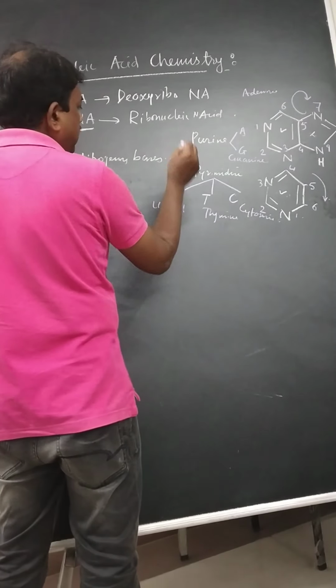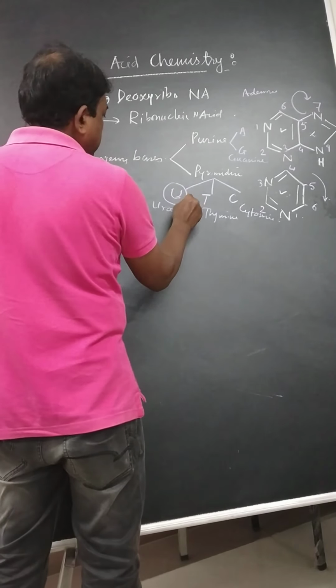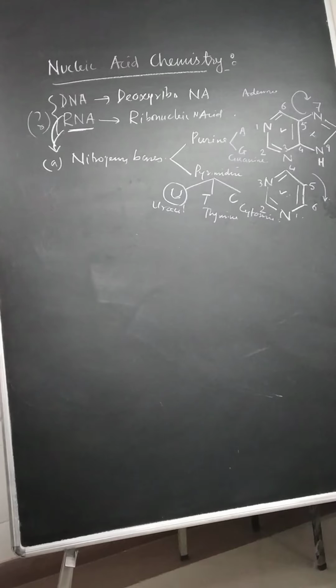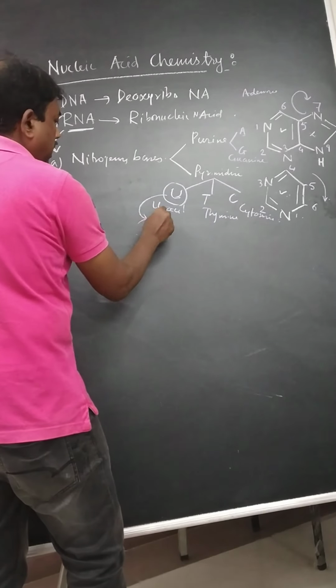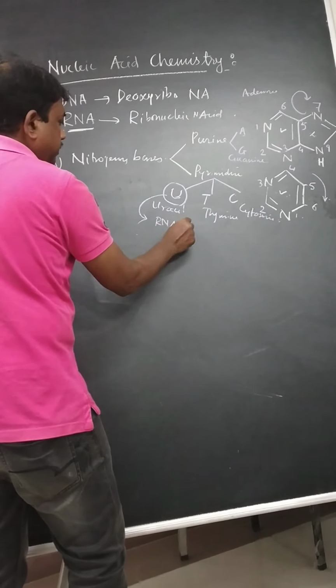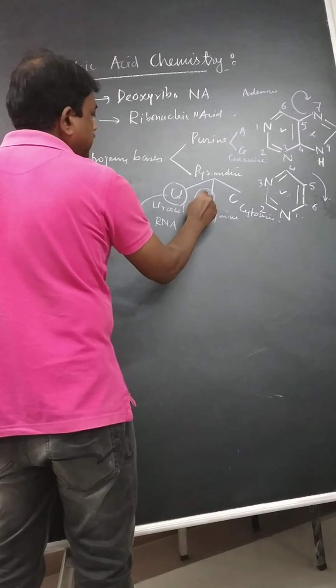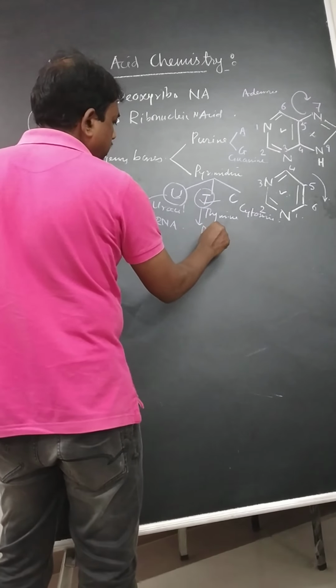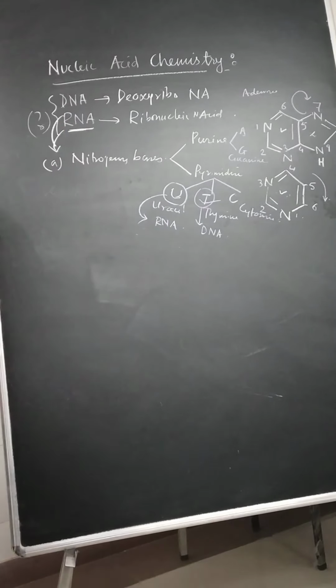To be in particular, U is not present in DNA, it is present in RNA, whereas T is present in DNA and not in RNA.